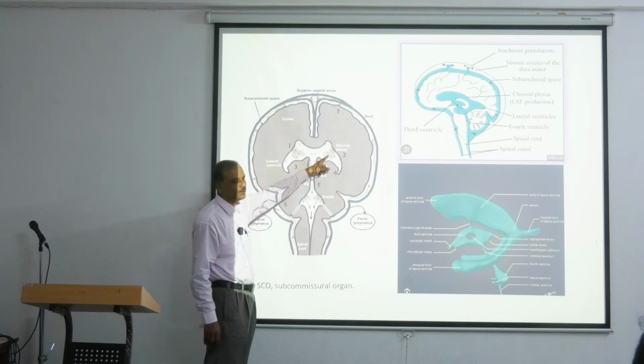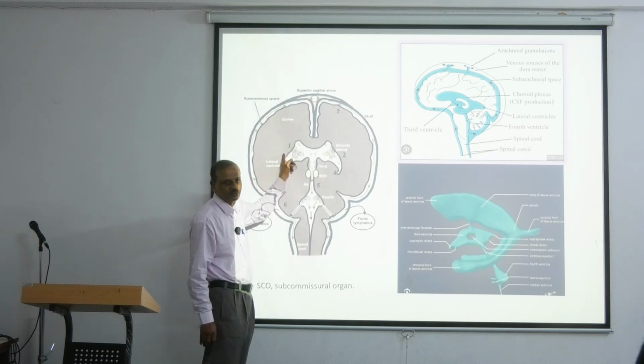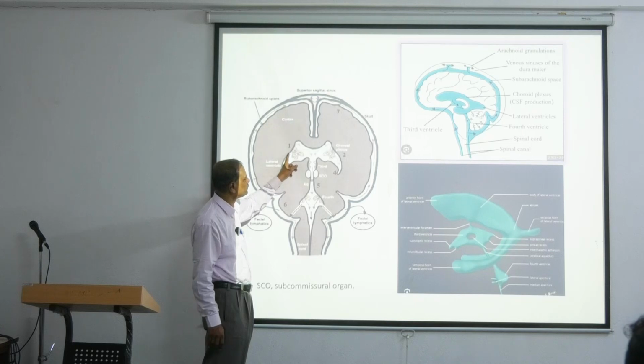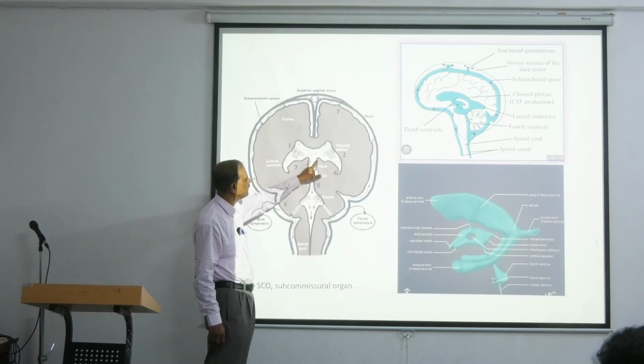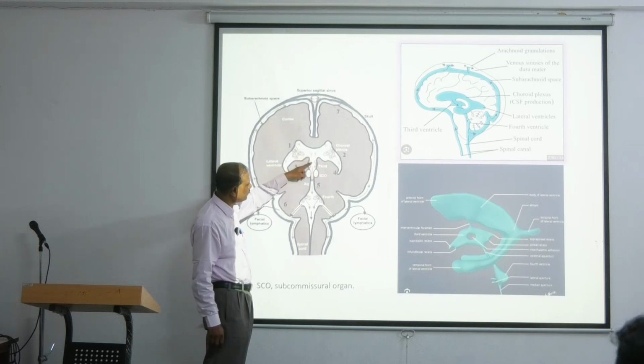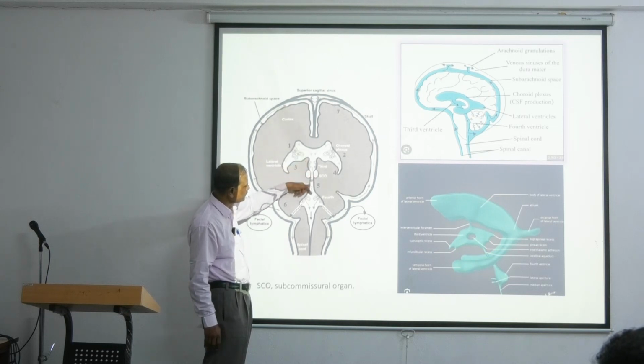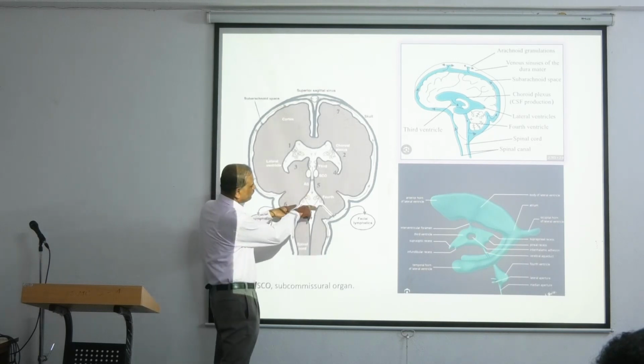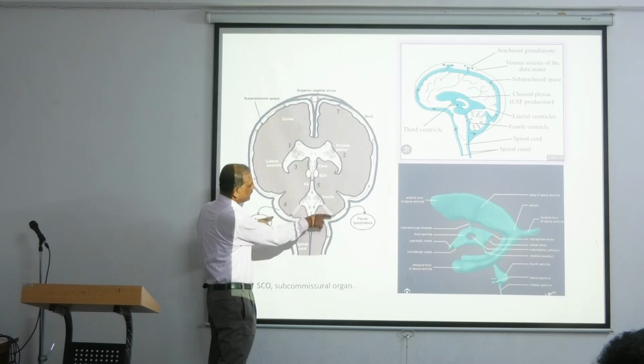You see tufts of capillaries are there. These are called choroid plexus, from where the CSF is produced. From these two lateral ventricles, there is an opening called foramen of Monro. Through the foramen of Monro, it comes to the third ventricle. From the third ventricle, it comes to the fourth ventricle via the aqueduct of Sylvius. From the fourth ventricle, there are three openings, two lateral and one medial.